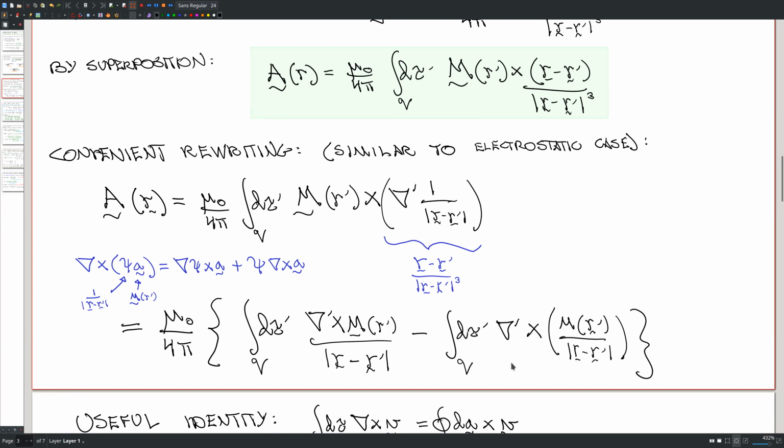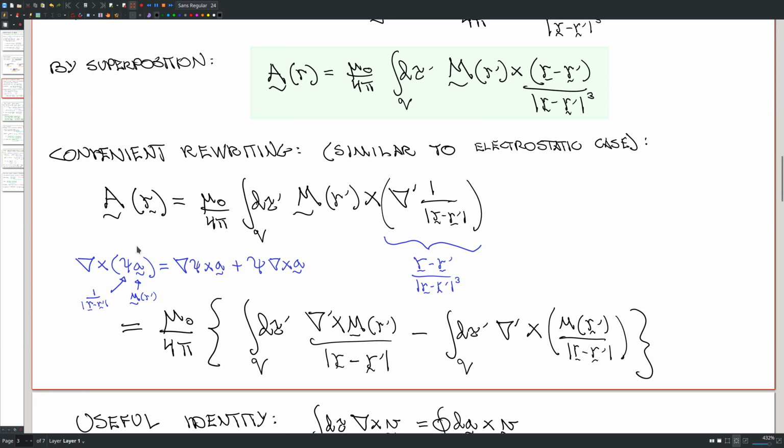So if we look at the curl of a product, the basic identity is here. You'll find it in the lecture notes. Here I'm taking the curl of the product of a scalar field with a vector field. Okay, and in that case, the curl of this product is just the grad of the scalar field crossed into the vector field plus the scalar field times the curl of the vector field.